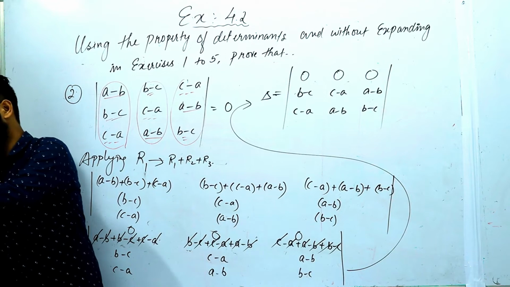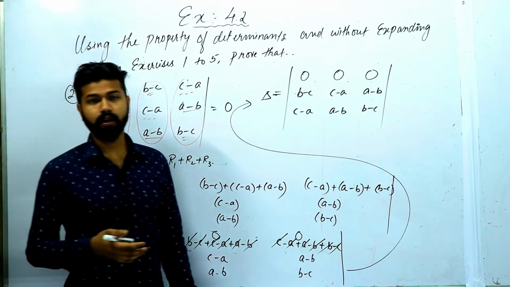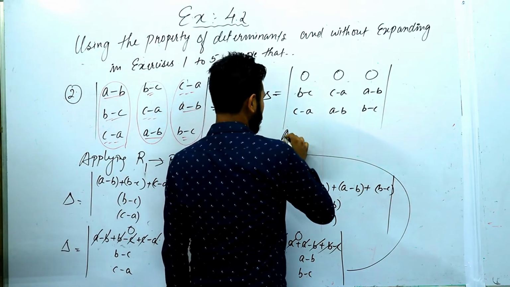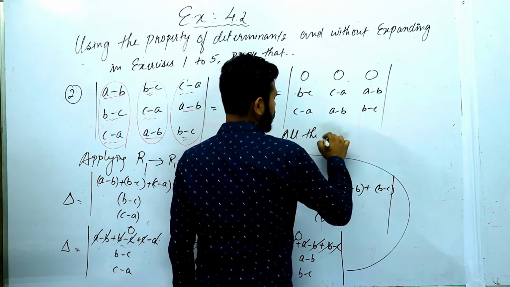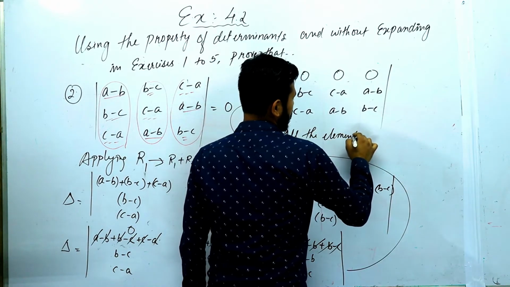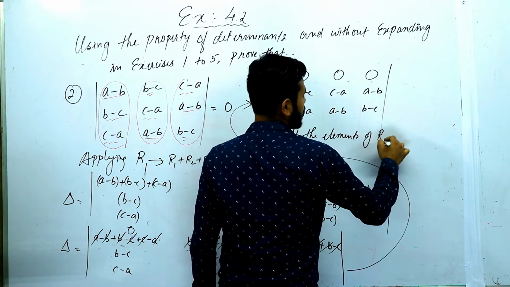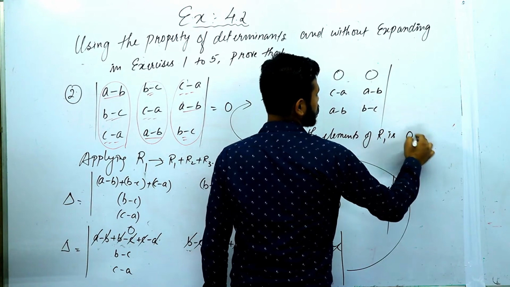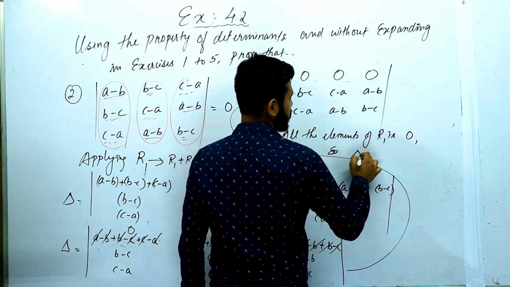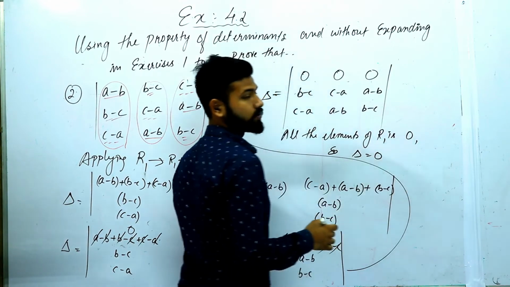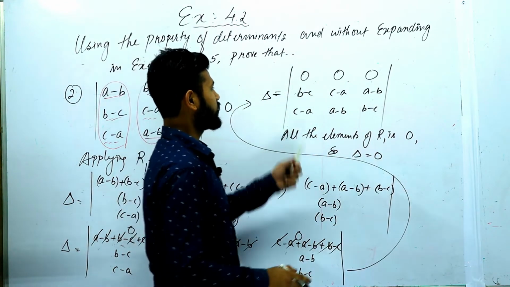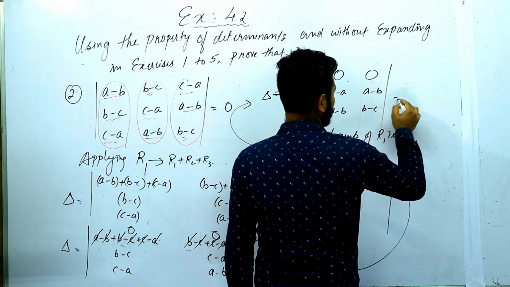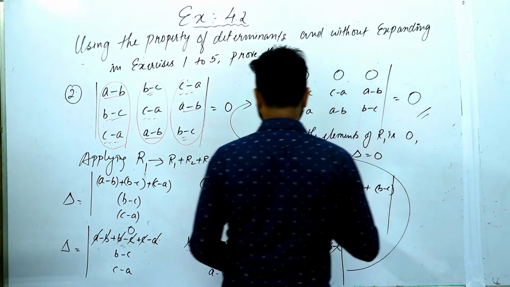I hope that's clear. So all the elements of R1 are 0. So we can write that all the elements of R1 are 0, so the determinant is equal to 0. Clear, I hope so. Therefore, what we can say is y is equal to 0. So easily we have proved it.